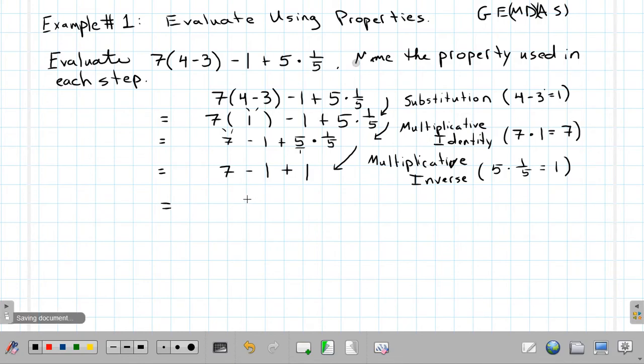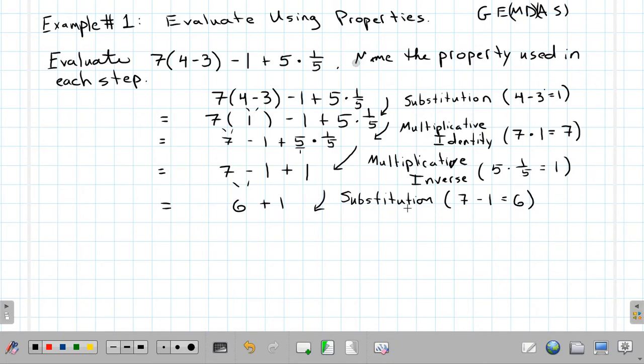Okay. Now the rest of this is actually just going to be substitution. So we have subtraction and addition. We got to do subtraction first. 7 minus 1 is 6. Once again, we don't have a property that tells us a number minus 1 is equal to another number. So this is just substitution. And this is where we put 7 minus 1. We replaced 7 minus 1 with 6. Okay, we substituted in 6. And then, of course, the last one, 6 plus 1 is 7. So the answer here is 7, but then once again, we used the substitution property again.